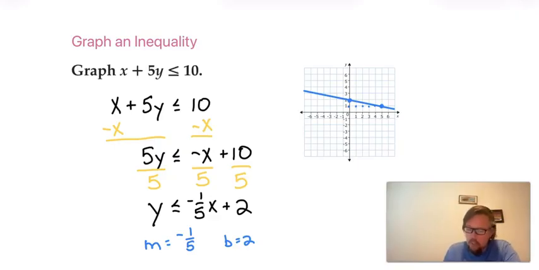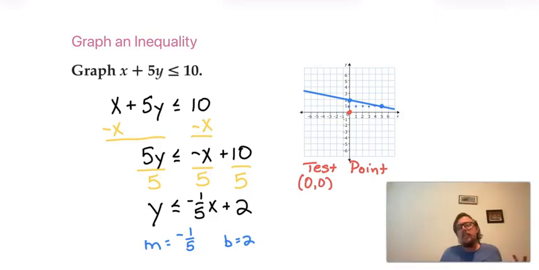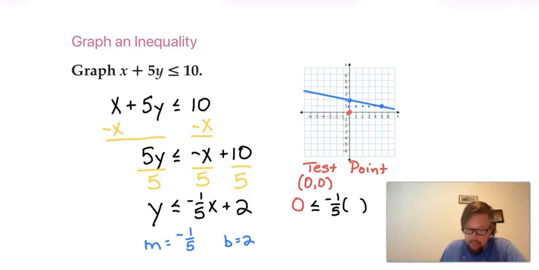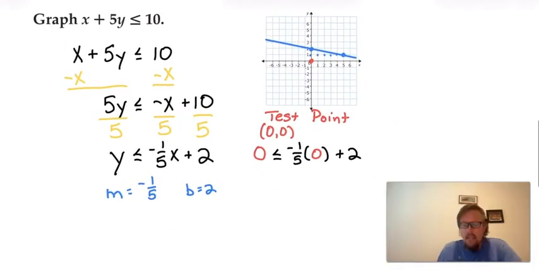But if you wanted to verify by finding a test point, there's nothing wrong with that. I think we're going to be shading below the line, so I'm going to pick a point below that line. The easiest point, I think, to substitute is 0, 0. Now, if I'm right, and we are shading below the line, when I plug 0, 0 into our inequality, y is less than or equal to -1/5 times x, we're replacing x with 0, plus 2, I should come out with an inequality that is correct, meaning the left side should be less than or equal to the right side.